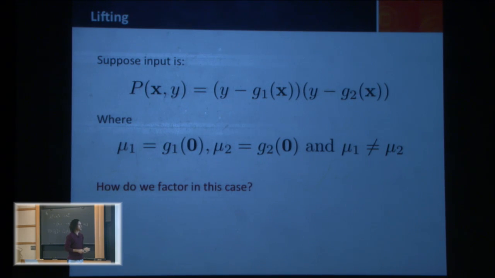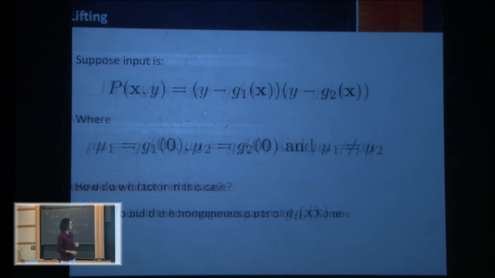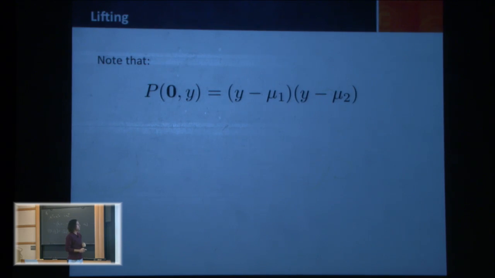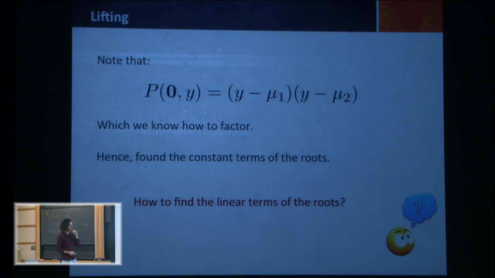Now, how do we factor in this case? One idea is to try to build the polynomials g1 and g2 by building the homogeneous parts of g1 one at a time. So we first find mu1, and then we find the linear parts of g1, and so on and so forth. Notice that if I restrict to 0, I get a univariate polynomial, which we know how to factor. So then we found the constant terms of the roots. But now, how do we find the linear terms?